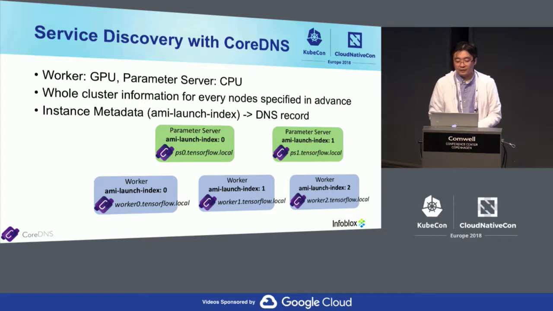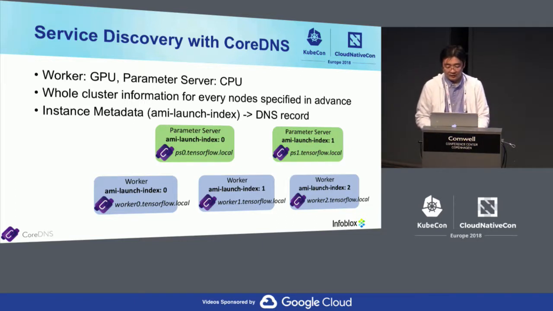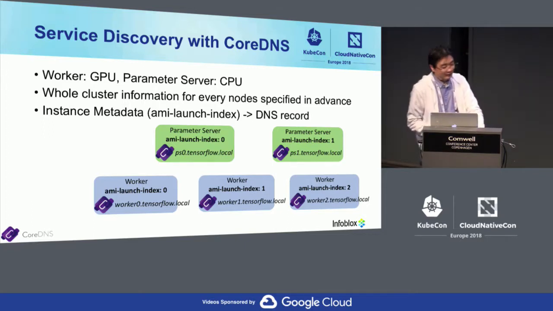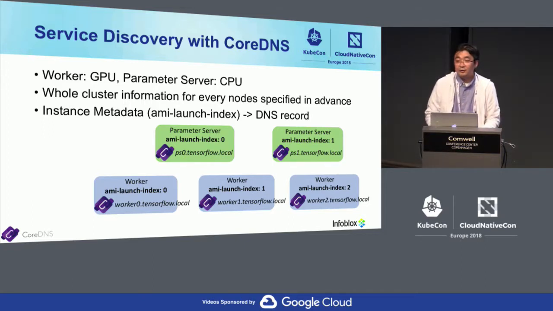This is a diagram of a TensorFlow cluster. When TensorFlow starts, the whole cluster information about every node has to be pre-specified beforehand. But node IPs may not be available yet. Instead, we could use CoreDNS to expose predefined host names. This allows us to specify the cluster information even before the launch of the cluster, and no additional configuration is needed after that.